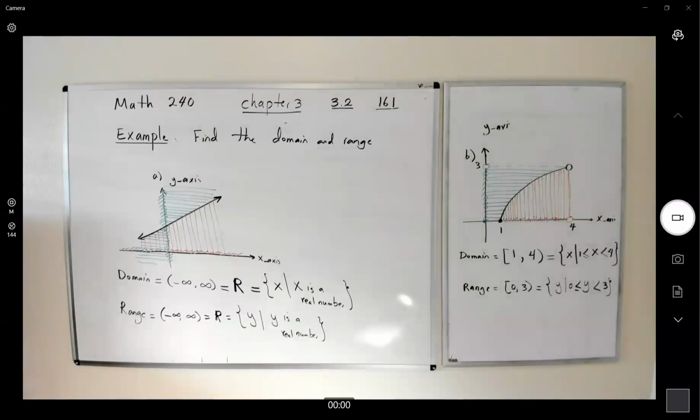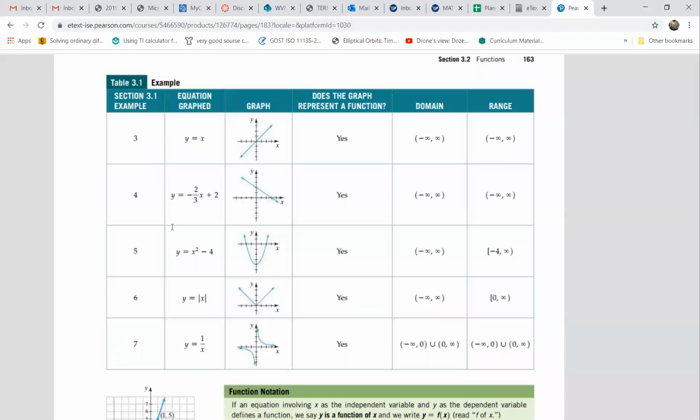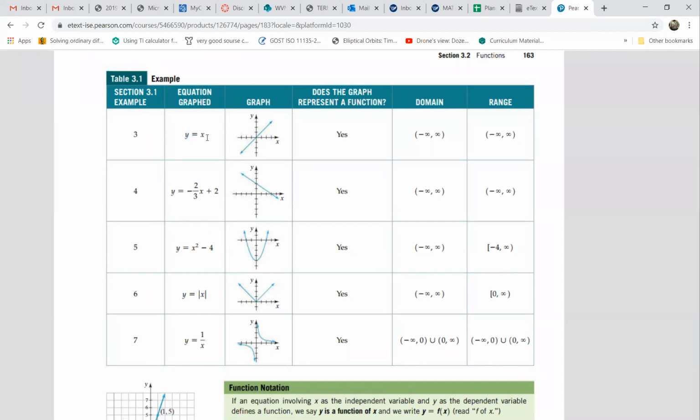Let us take a look at our book. On page 163, there are some examples for you. The first example is y equals to x, which is a line passing through the origin. Since it passes vertical line test, it is a function. The domain of the function is negative infinity to positive infinity, and the range of the function is negative infinity to positive infinity.